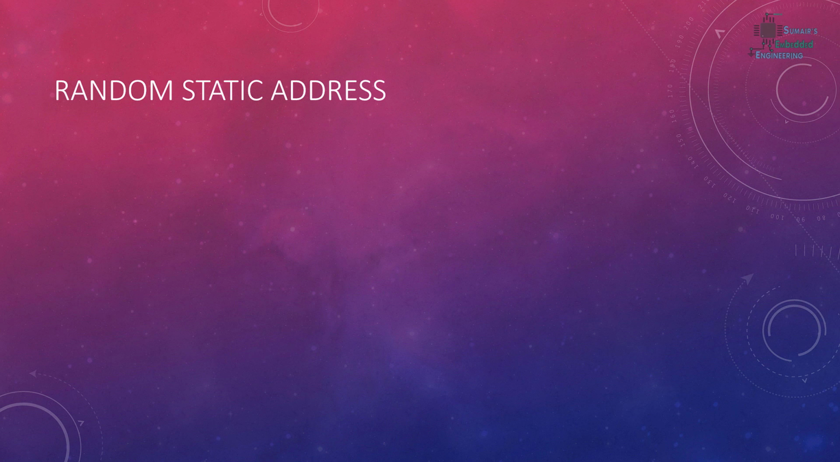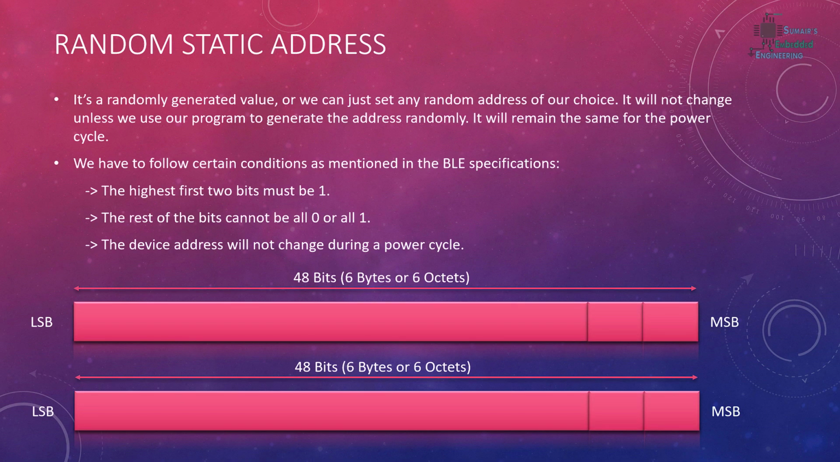The first thing about a random static address is that it's a randomly generated value, and we can set any random address of our choice. It will not change unless we use our program to generate the address randomly. It will remain the same for the power cycle.